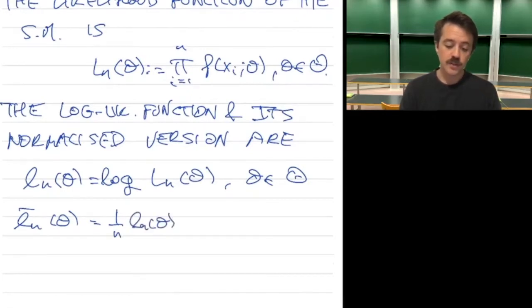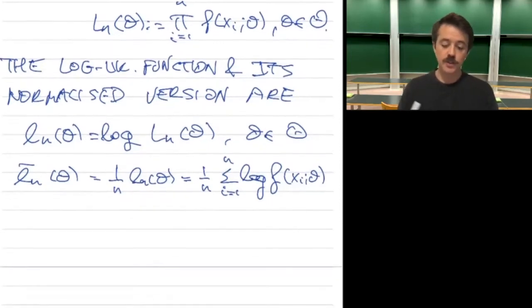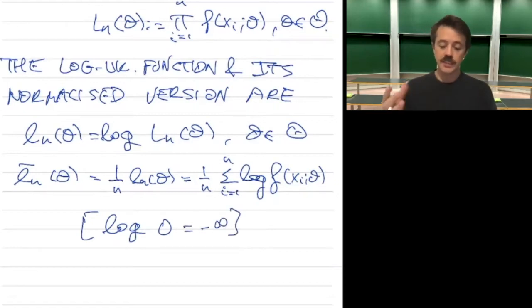If we wish to write this explicitly in terms of the realizations, then this is going to be the log of the PMF or PDF at each of the realizations, and then at the theta as well. So this is a function of theta. By the way, we take the convention that log of 0 is minus infinity, all throughout, silently.